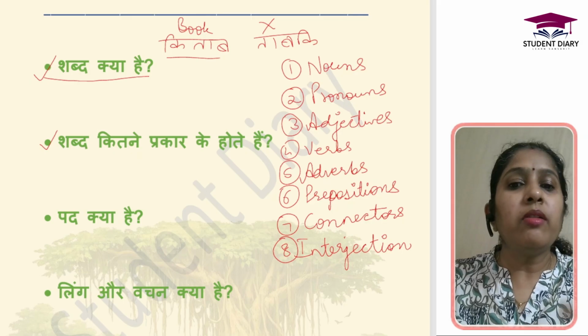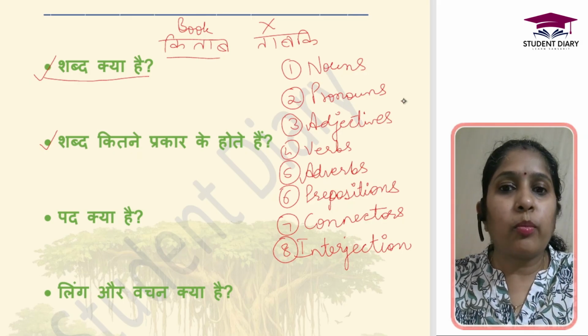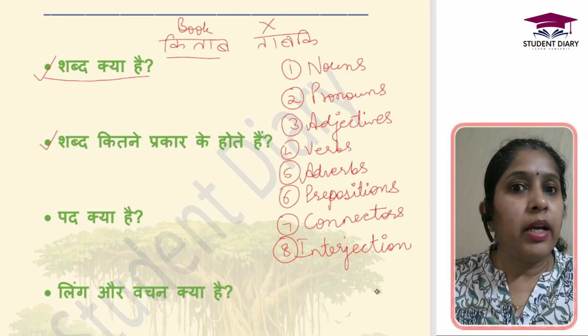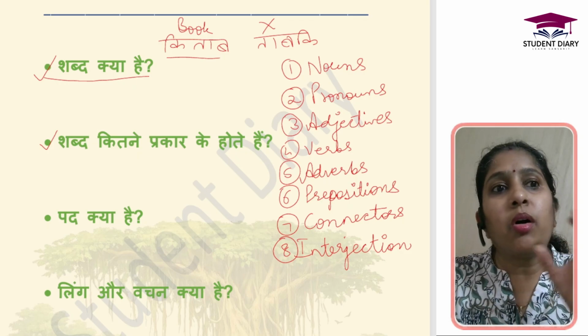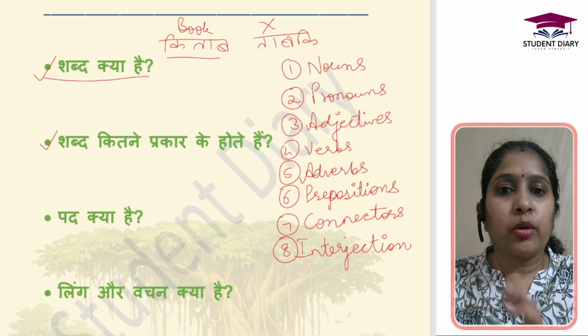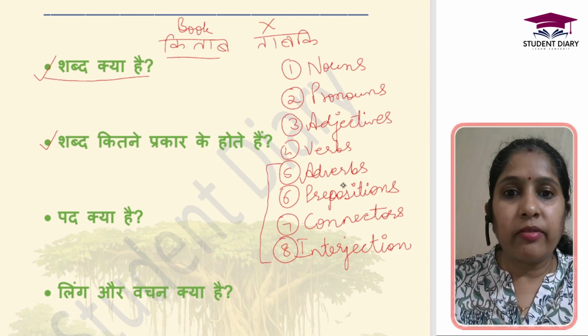Fine. So whatever words you are writing in your notebook, they will be either a noun or pronoun or adjective or verb or adverb or preposition or connector or interjection. Out of these eight things, every word will be some one or the other. Okay, so now come to these four types of words, which are adverbs, prepositions, connectors, and interjection.